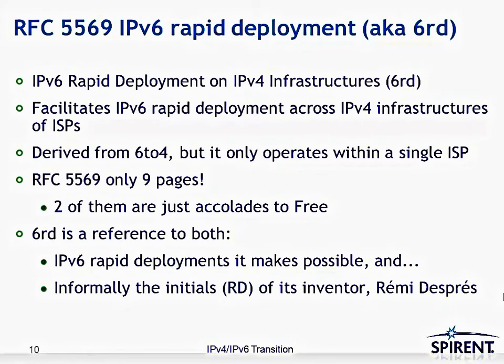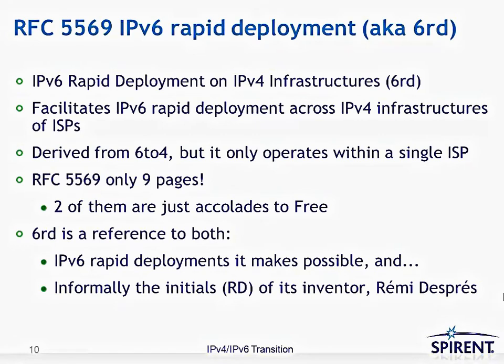So 6-to-4 worked fine for a while, but the limits were already noted previously. But instead, 6RD was defined by RFC 5569 as a better way. So 6RD refers to IP version 6 rapid deployment on IP version 4 infrastructures. It facilitates IP version 6 rapid deployment across IP version 4 infrastructures of internet service providers.